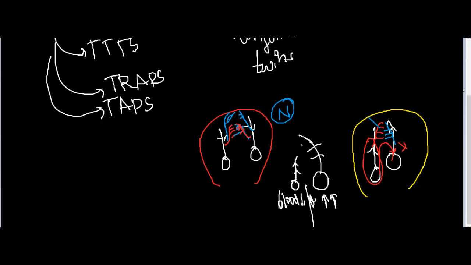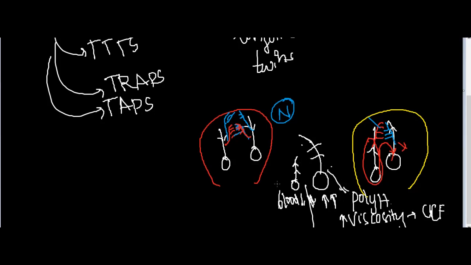Because this twin has more blood, there is an increased chance of polyhydramnios here in this recipient twin. And because of this increased blood, there is increased viscosity, hyperviscosity. This will lead to congestive cardiac failure. That is what we see in this twin.